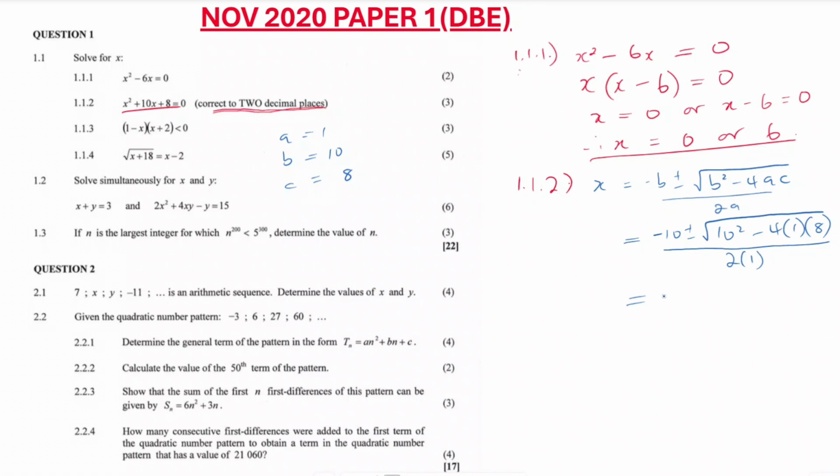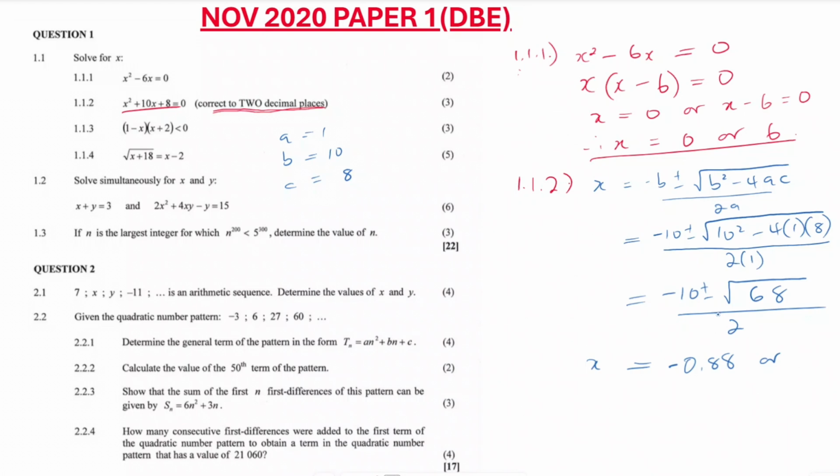That is going to be minus 10 plus or minus root of 10 squared minus 4 multiplied by 1 multiplied by 8. This is going to give us 68, all over 2 times 1, which is 2. Then the first solution is minus 10 plus square root of 68, divided by 2. This is going to give us minus 0.8768, but the question says round off to 2 decimal places. That is going to be minus 0.88.